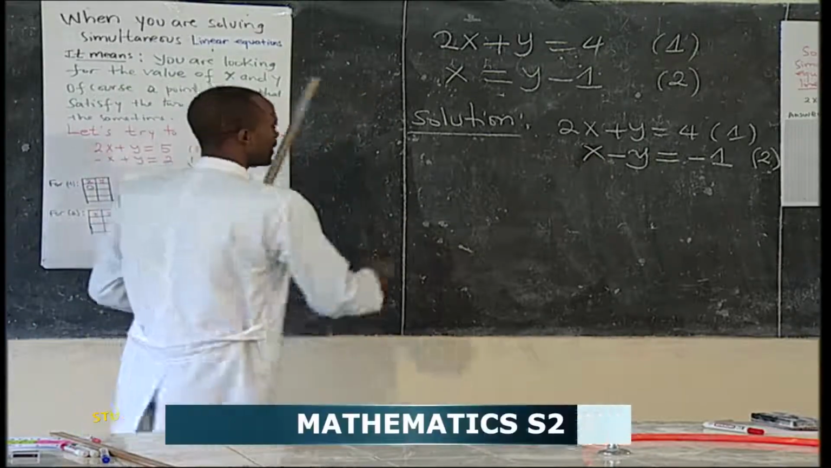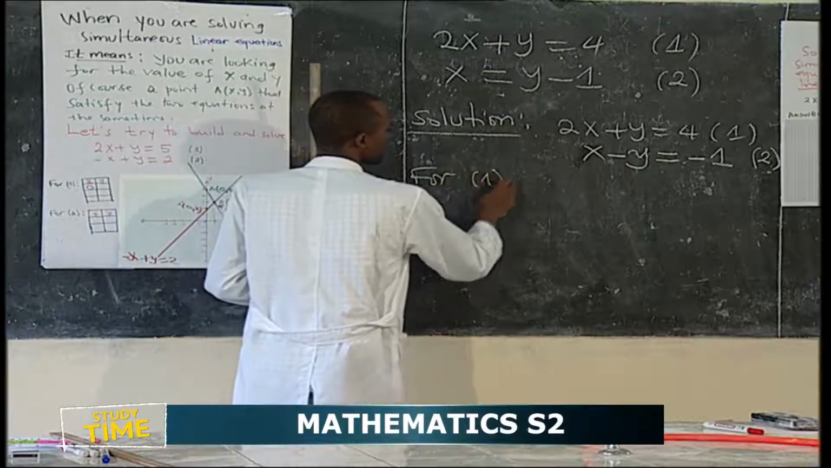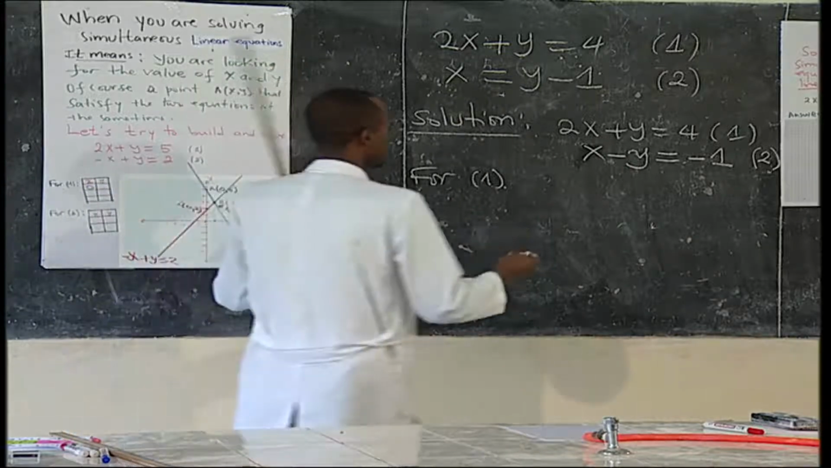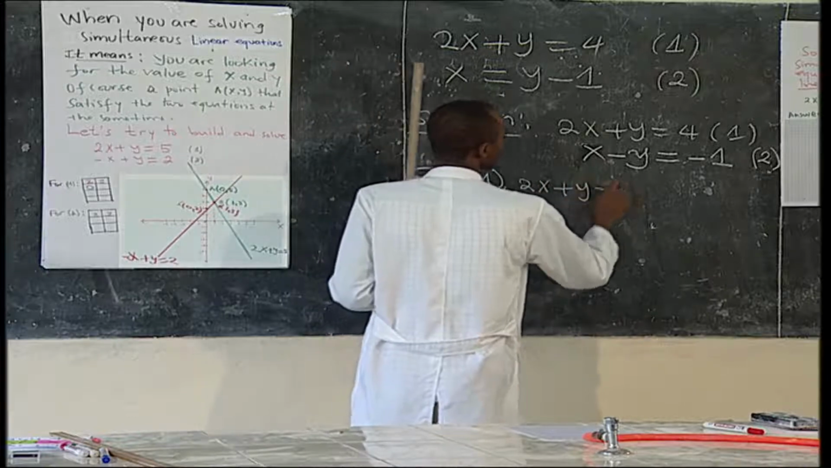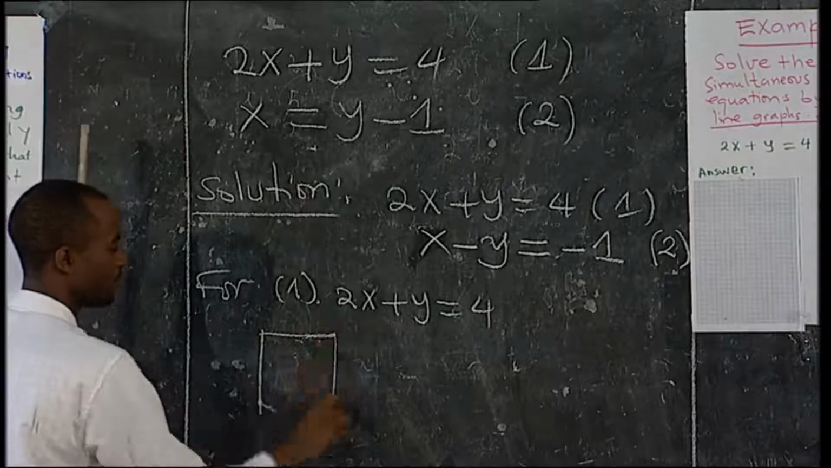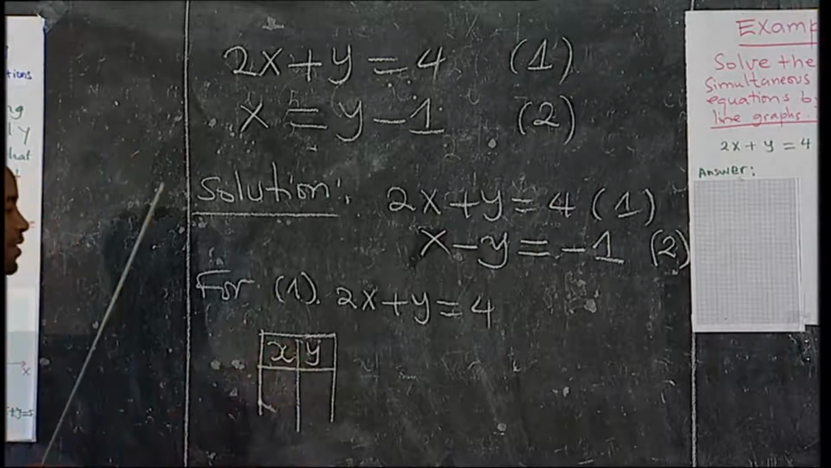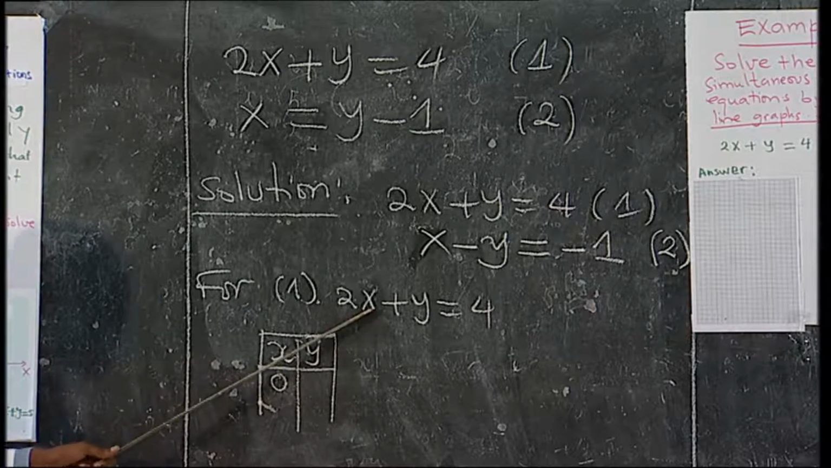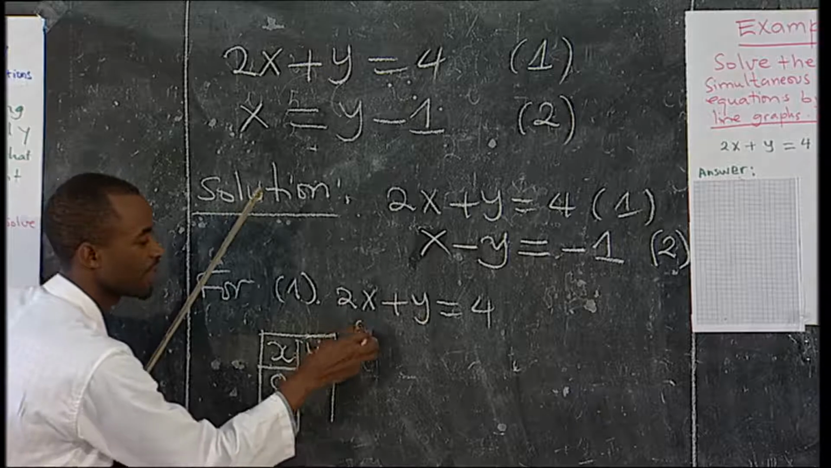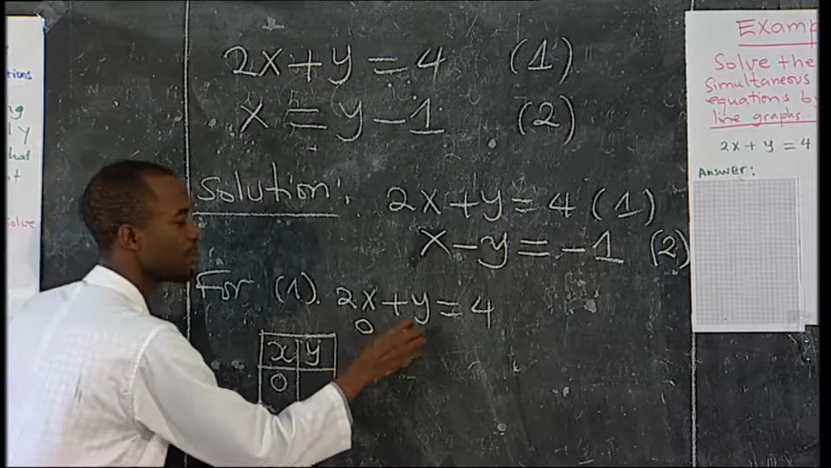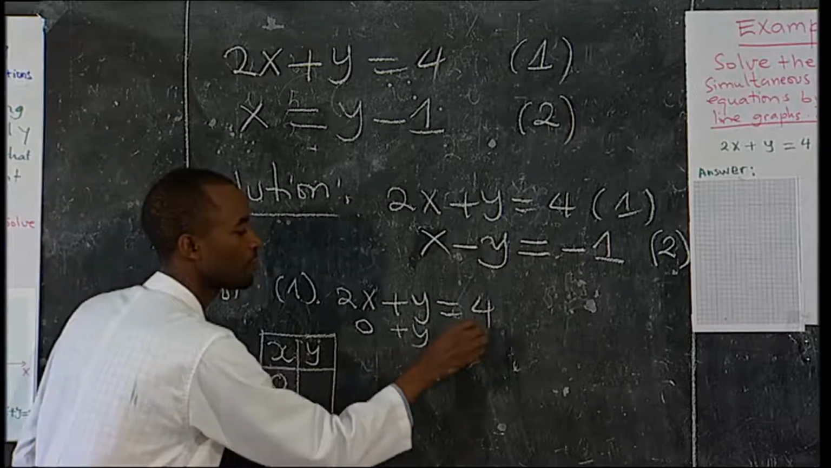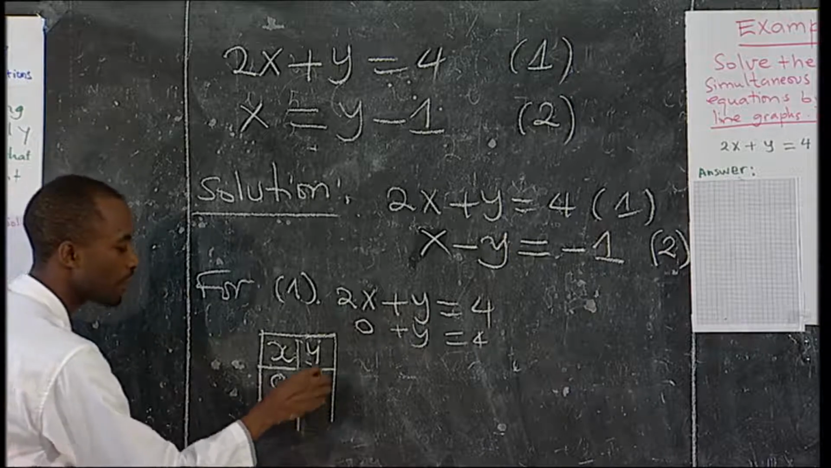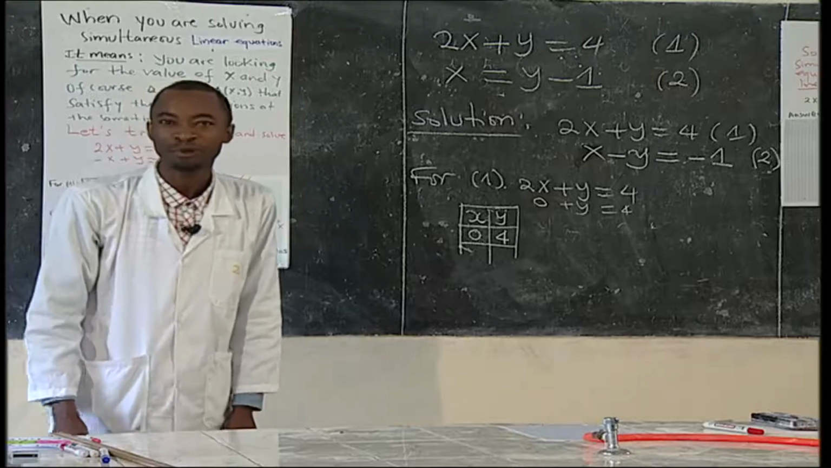Let's go ahead. Now, what about equation number 1? We look for the coordinates of the points that verify the first equation. Remember, we have to use a table, with x and y. If x is equal to 0, you put 0 over here. 2 times 0 equals 0, and I have y equal to 4. When x is equal to 0, y will be equal to 4. I'm now done with the first point.